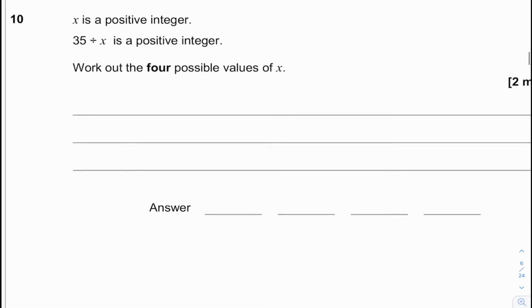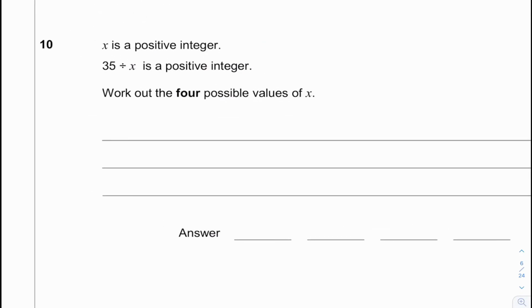So question 10, we are told that we've got an integer which is called x, and it is a positive integer. 35 divided by our positive integer x also gives a positive integer, and we need to work out the 4 possible values of x. Okay, so basically 35 divided by some whole number will also give us some positive whole number. So what can we divide 35 by to get an exact number?